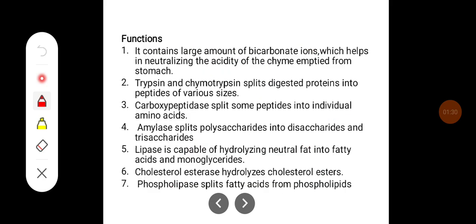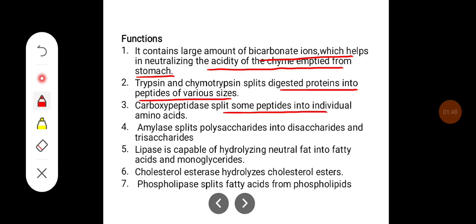See the function of pancreatic juice. It contains large amount of bicarbonate ions which helps in neutralizing acidity of chyme emptied from stomach. Trypsin and chymotrypsin split digested proteins into peptides of various sizes. Carboxypeptidase splits some peptides into individual amino acids.